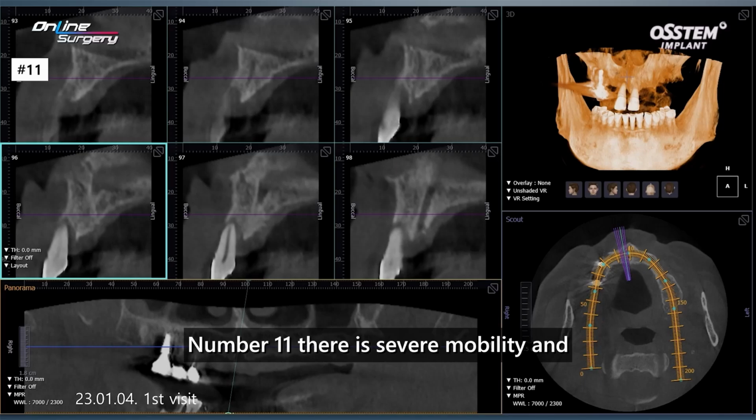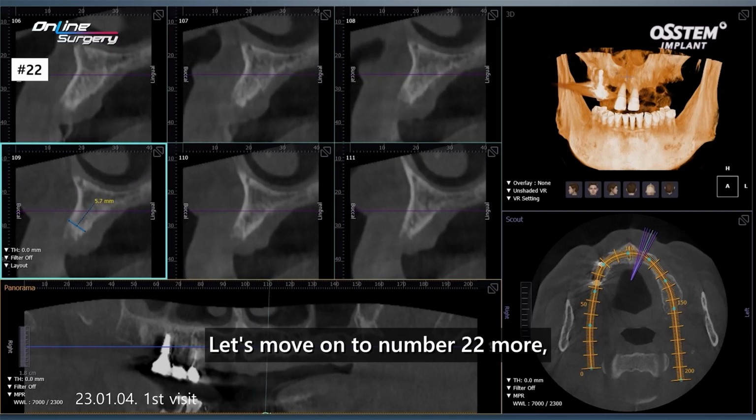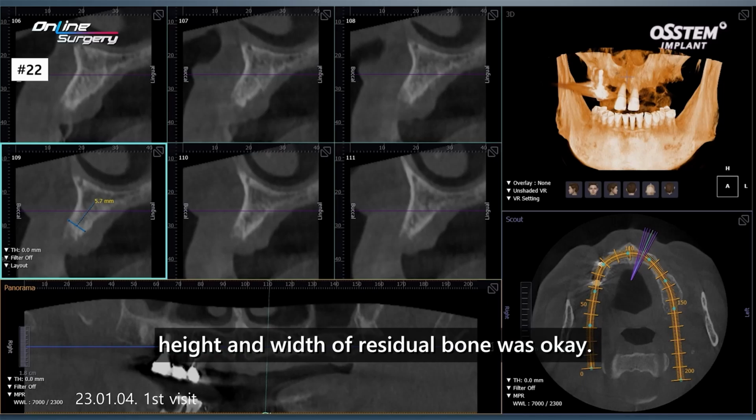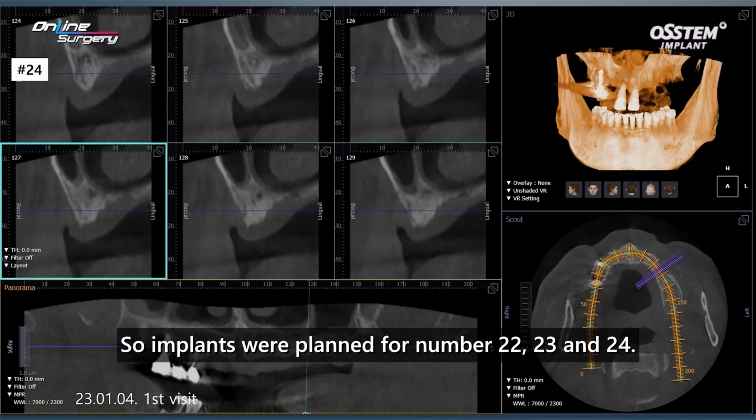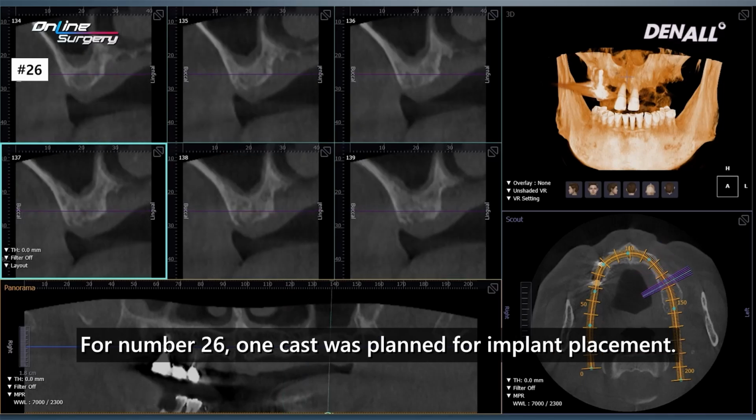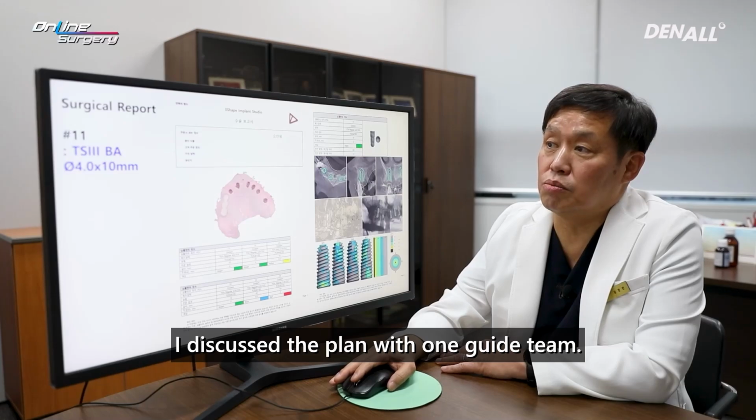Number 11, there is severe mobility, and for number 21, it's less mobile. Let's move on to number 22. More so than thought, the height and width of residual bone was okay, so implants were planned for number 22, 23, and 24. For number 26, OneCAS was planned for implant placement. I discussed the plan with OneGuide team.